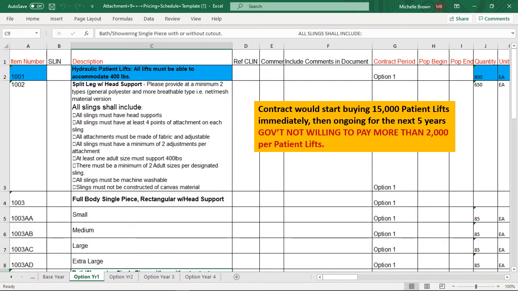After I looked at the description, I went to the pricing part of the solicitation where they asked me for my pricing that I'm going to put in, and I found out that they would start out with 15,000 patient lifts, buying 15,000 from me. But indefinite delivery, IDIQ, means that they could buy way more than 15,000, but they're starting out with 15,000. And I thought, I like this. This sounds really good. Now let me see what I need to do next.